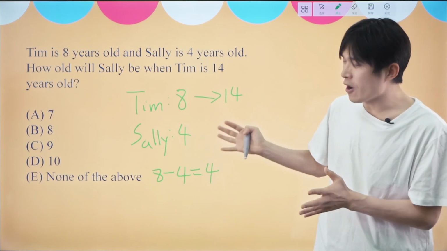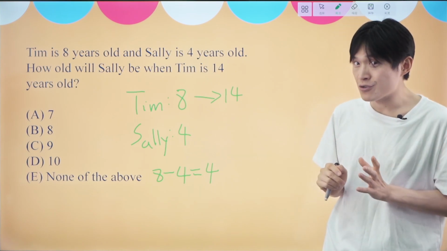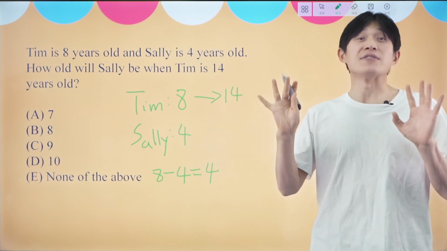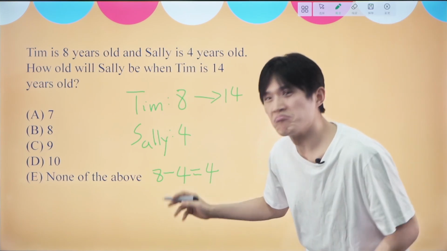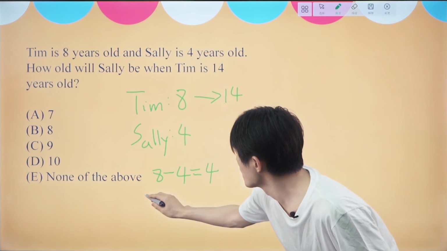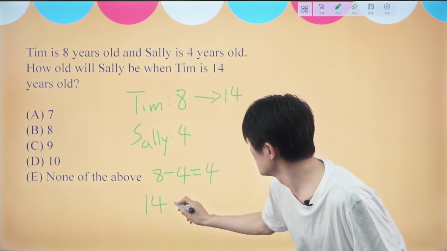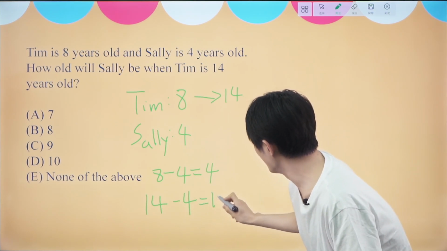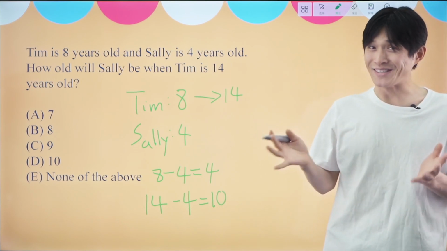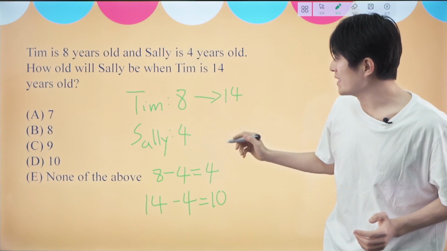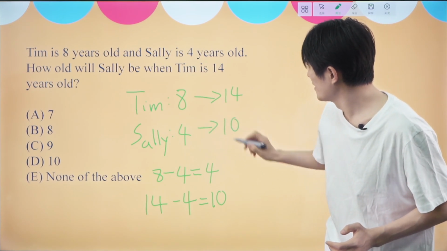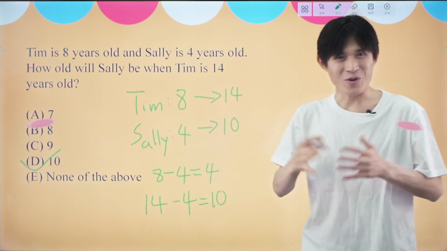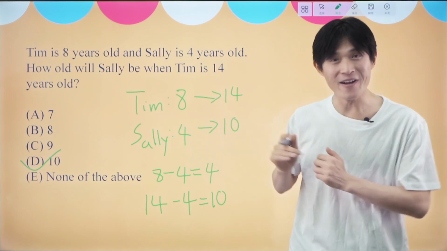And then we know the age difference will never change, will stay the same. So when Tim is 14, Sally is 4 years younger. So how old will Sally be? 14 minus 4. This is the age difference equals 10. So we know Sally will be 10 when Tim is 14. Which is the one? D. Congratulations if you have the same value.